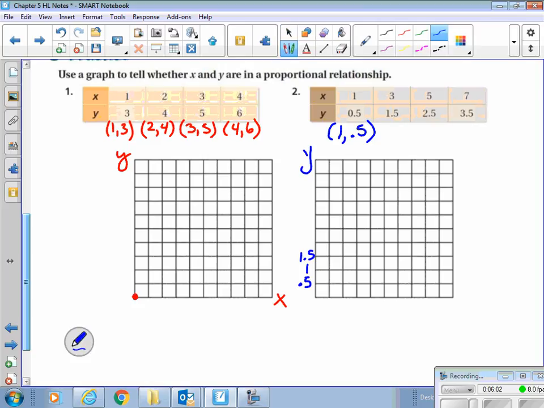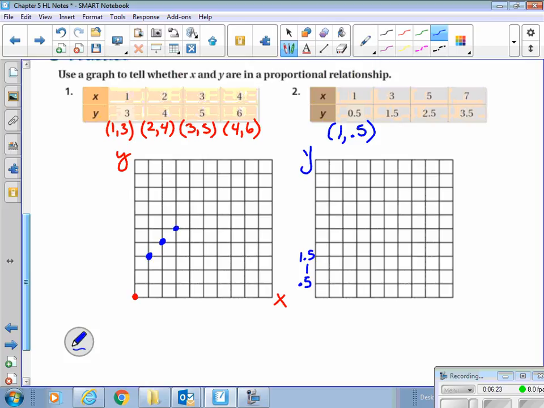So the first one, starting at my red dot, I'm going to go right 1 and up 3. Your first point should be there. The second one, 2, 4, I'm going to go right 2 and up 4. Mark my point. The next one, 3, 5, go back to the red dot. Right 3 and up 5.